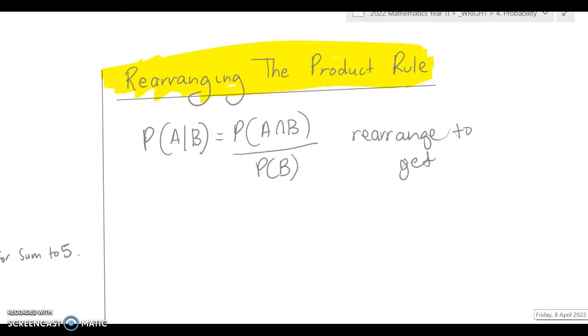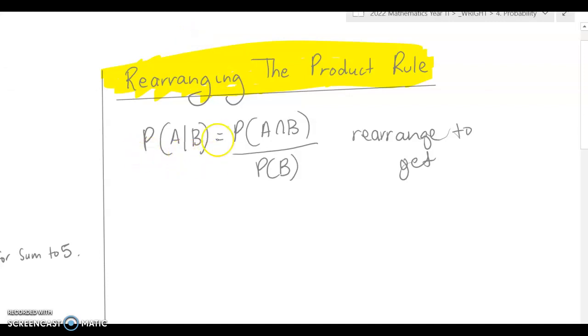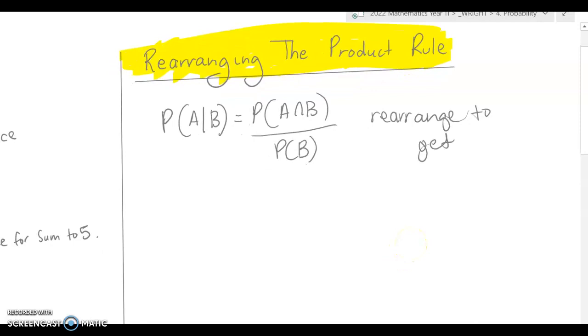Okay, another thing I would like you to have a look at is what happens if we rearrange this rule, our probability of A given B. So I've written the rule down that we've been working with. It states the probability of A given B equals the probability of A and B over the probability of B. Now, let's rearrange it. Let's multiply both sides by the probability of B. And what we'll end up with is that the probability of A given B times the probability of B is equal to the probability of A and B. We've multiplied on the right and on the left, the Bs have cancelled out, and that's what we've ended up with.